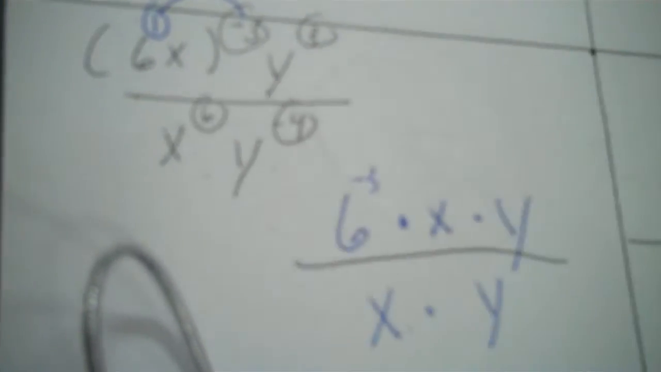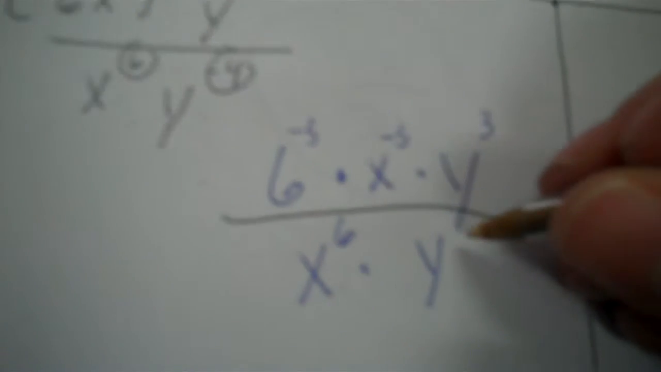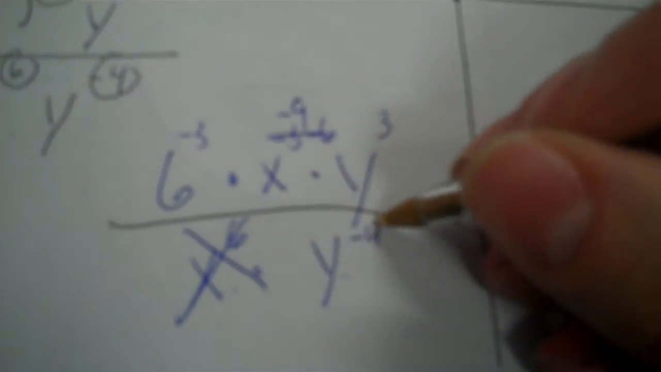So 6 is to the 1, but it's in parentheses. So 1 times negative 3 is negative 3. Then X to the 1, 1 times negative 3 is negative 3. Y on top is a 3. Okay, now down under, we got a 6, but it's not in parentheses, so it will remain at 6. We have a negative 4, not in parentheses, it remains at negative 4. So, let's get rid of our x from here, and minus 6 from negative 3. So it gives me negative 9. Then the y from under, you're getting rid of it, but it was a negative 4, so when I minus, it's 3 minus negative 4. It's actually going to be 7 because that ends up being the same as 3 plus positive 4.